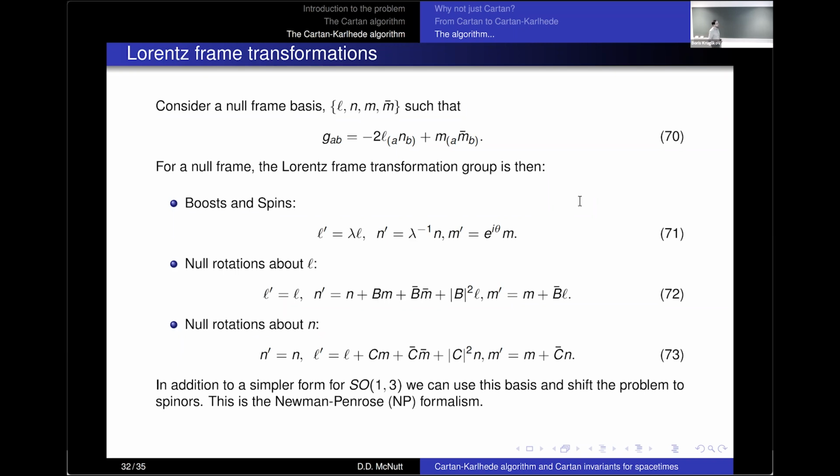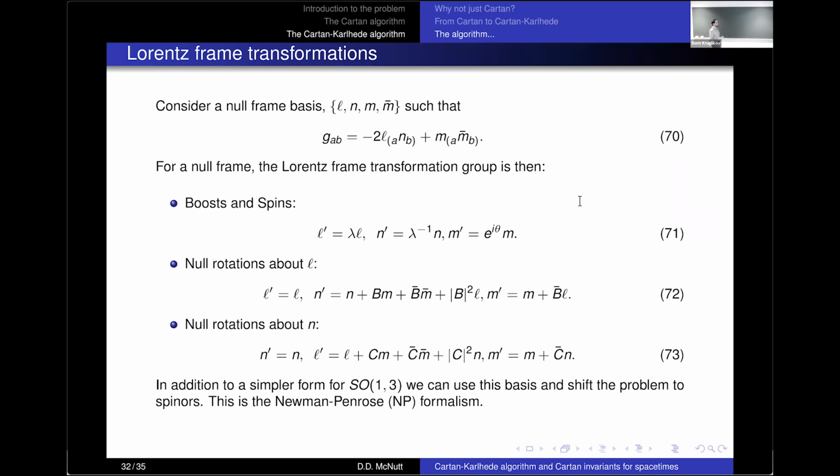And the reason I like this is because for a null frame, the Lorentz transformation group is much simpler. Boosts and spins are just multiplication by a scalar for a boost, and e to the i theta for a spin. That's just a rotation in the m, m-bar plane. And null rotations about l and n take a very simple form, where b and c are complex parameters. So these are complex functions of the base manifold.